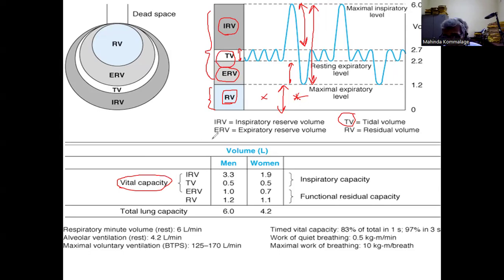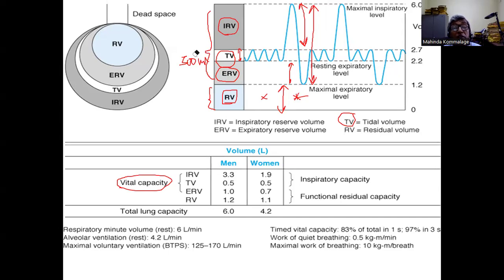In a healthy adult, tidal volume is about 500 milliliters, a half liter volume. Always we take it in and take it out. Try to remember this value also, and residual volume is more than a liter, a considerable volume is always there.